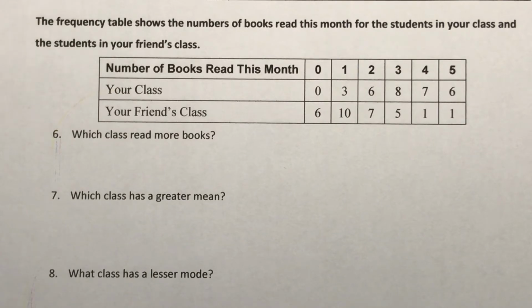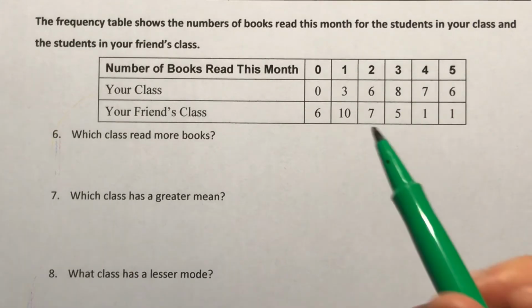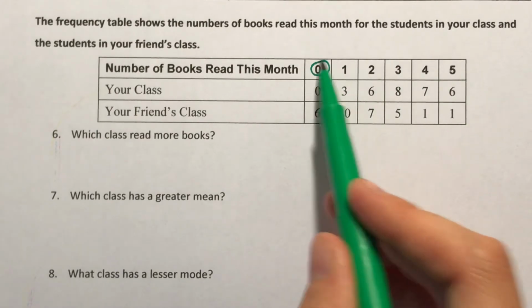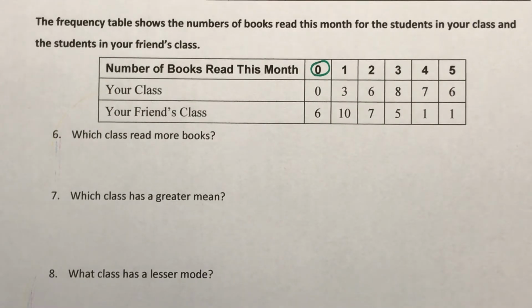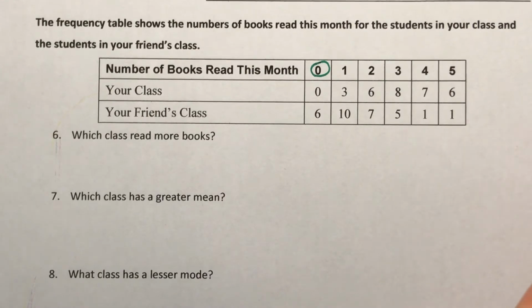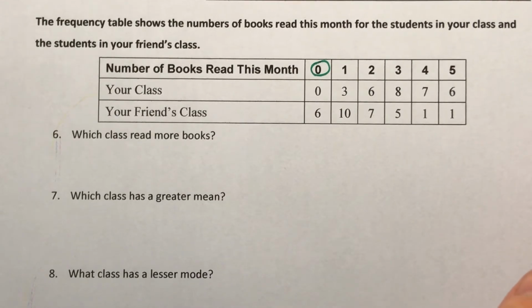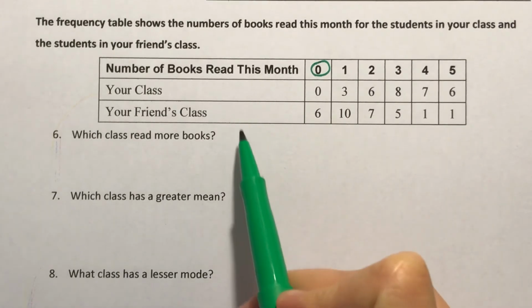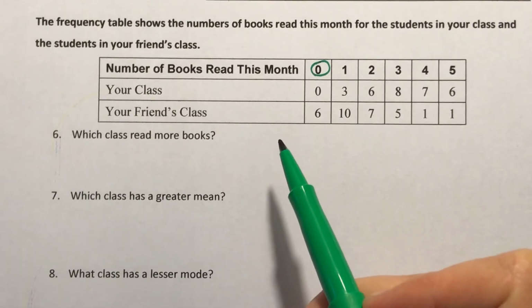All right, so you have a frequency table, which means they've counted how many books each class read during different months. These are your different months, and I know it's weird that one of the months is 0. I didn't create the question, so I'm sorry about that. So you've got the same amount of months, and your class versus your friend's class.